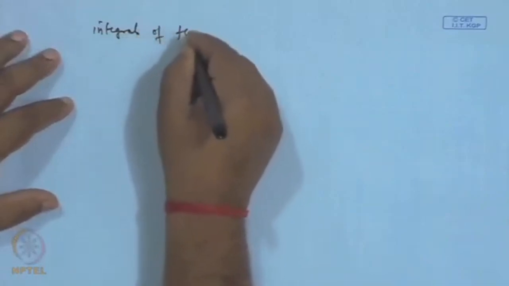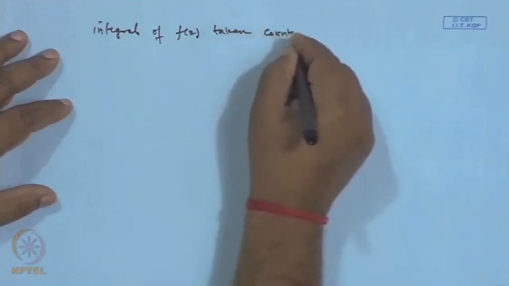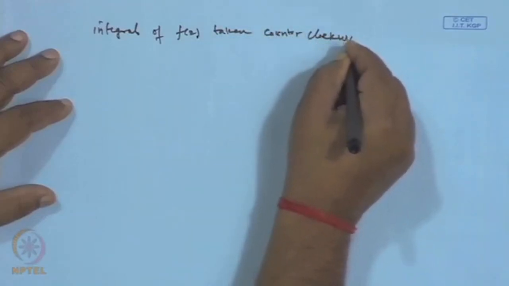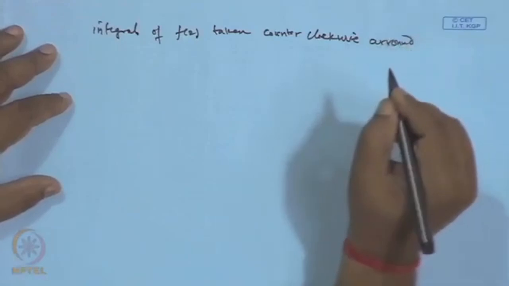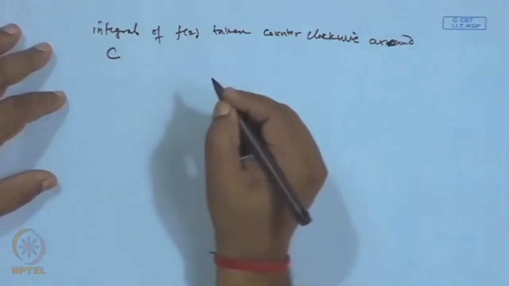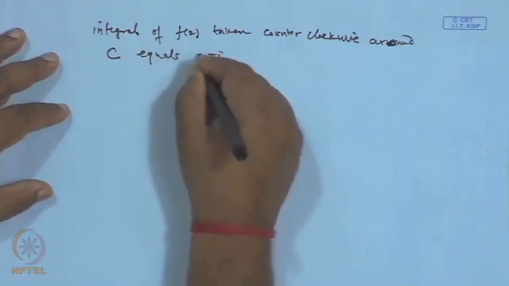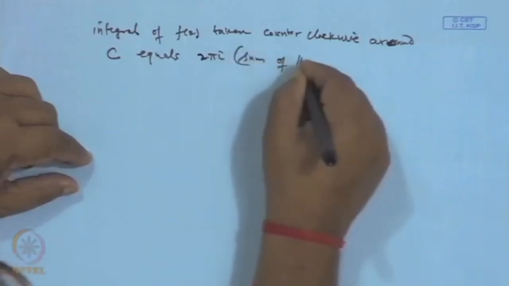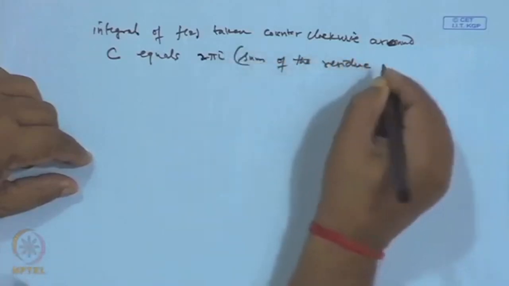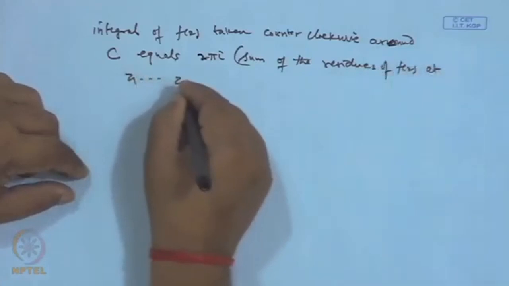of the function f(z), taken counterclockwise along C, equals 2 pi i times the sum of the residues of f(z) at these points z1, z2, ..., zk.